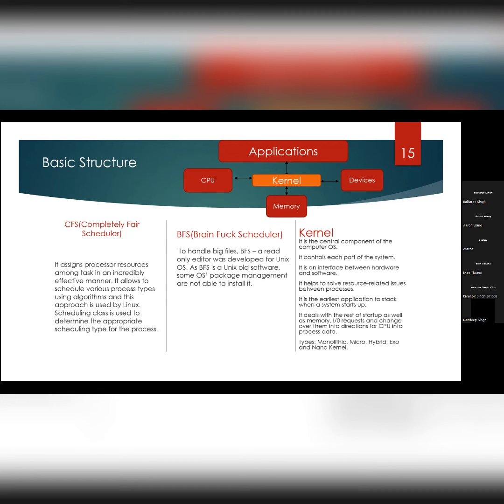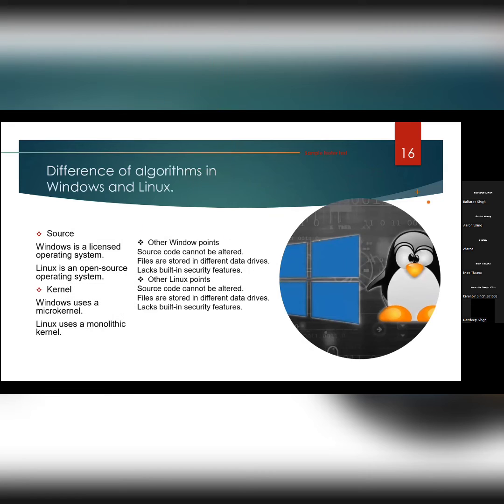Next, the difference of algorithms in Windows and Linux. Linux is open source, whereas Windows is a licensed operating system. Moreover, Windows uses a microkernel, which saves a lot of space but also has very low efficiency, while Linux uses a monolithic kernel. When it comes to security, Linux is more secure than Windows due to its military-grade encryption.